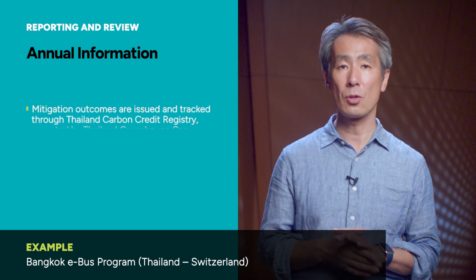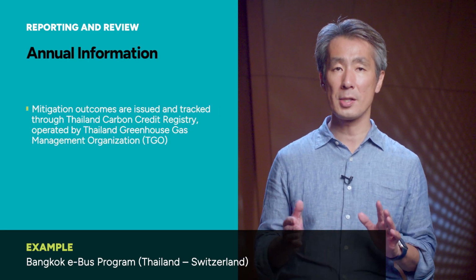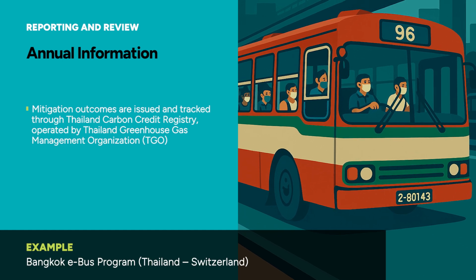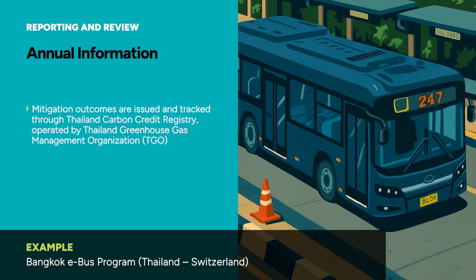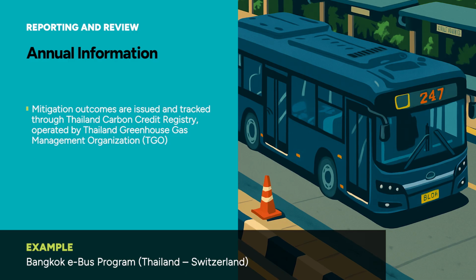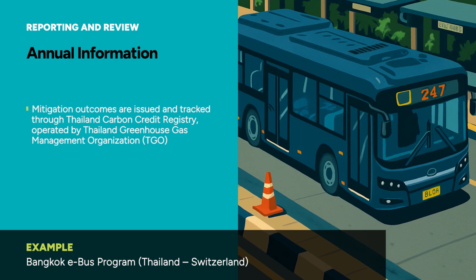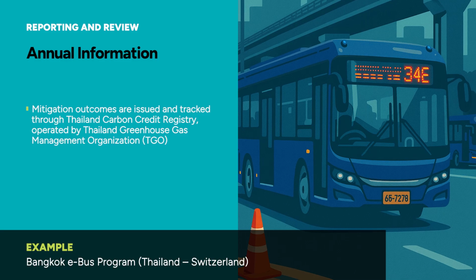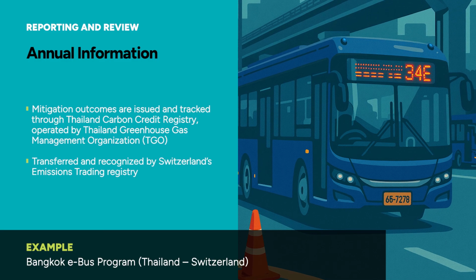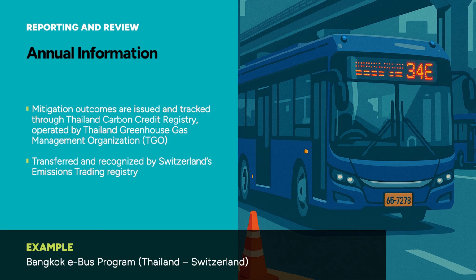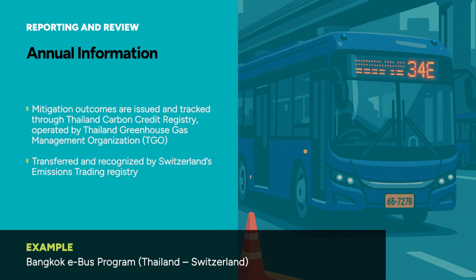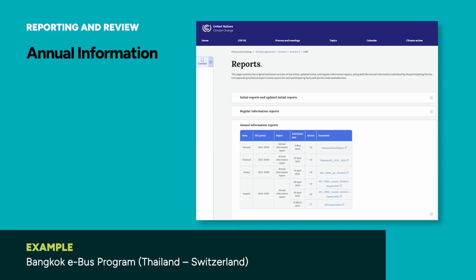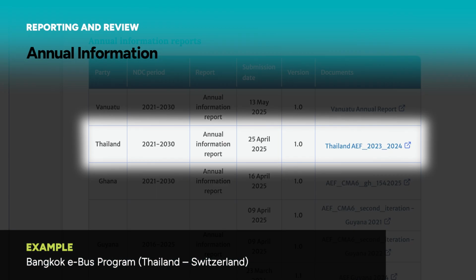Annual information, mitigation outcomes generated from replacing diesel and natural gas buses with electric buses are issued and tracked through Thailand's national registry, operated by the Thailand Greenhouse Gas Management Organization, TGO, and subsequently transferred and recognized by Switzerland's emission trading registry. This information forms the basis for annual information submission to the UNFCCC.